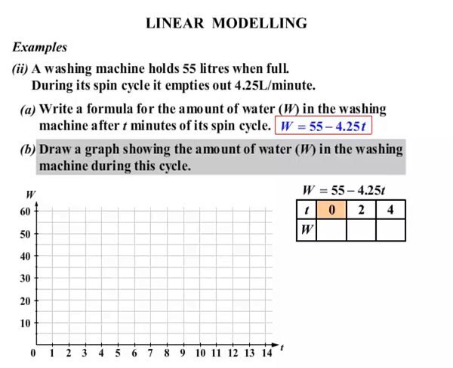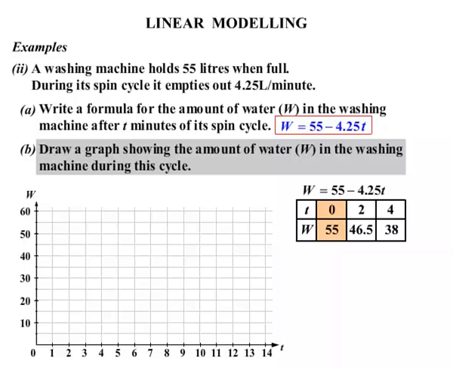Now when t is 0 we do the substitution, we get that W equals 55. When t equals 2, we substitute into the equation again, we get that W is 46.5, and when T is 4, do the substitution, we get that W equals 38. So you might want to try those on the calculator.